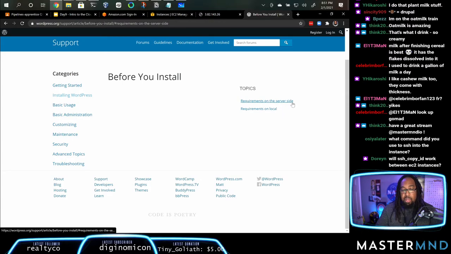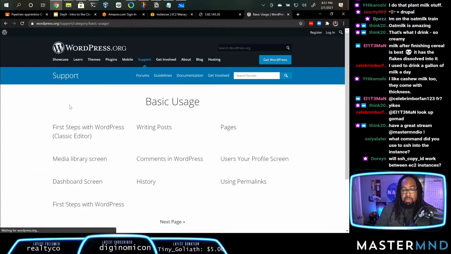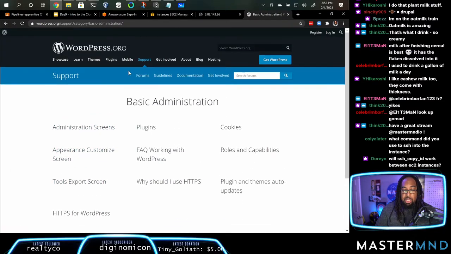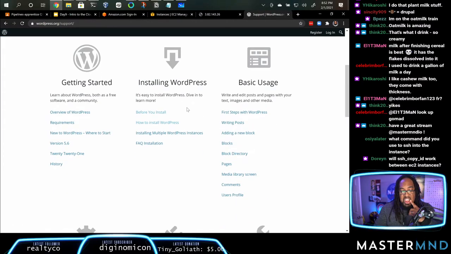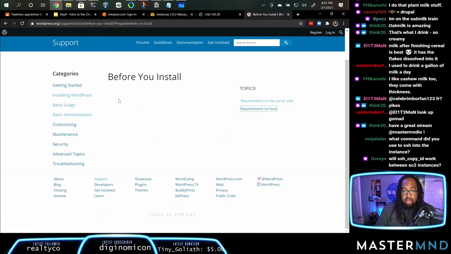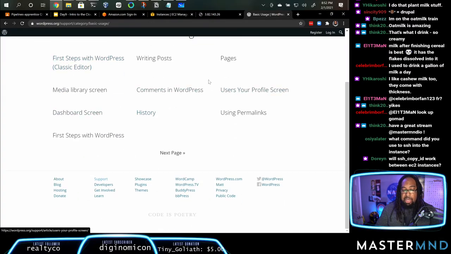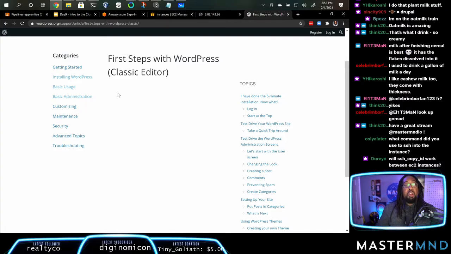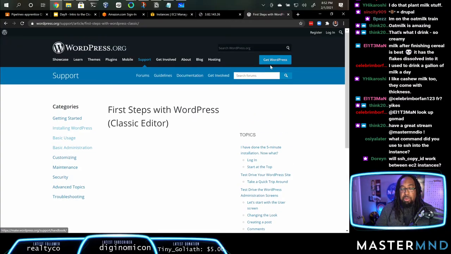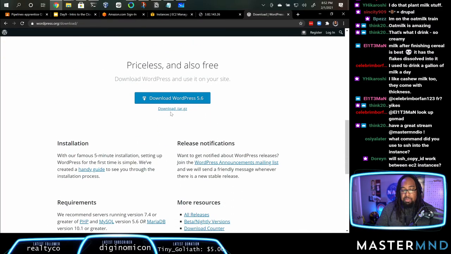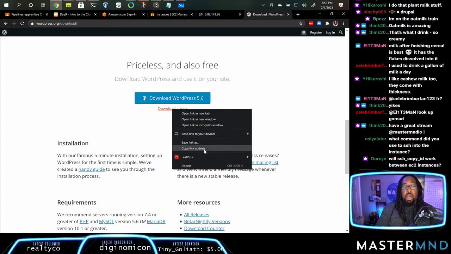All right. What I'm about to do is not do this. Is this .org? Yes, .org. Support, documentation, install WordPress. Before you install, what's happening here? First steps of WordPress. Obviously, their site isn't working. No big deal. It's pretty easy to install. I'll show you what to do. All right, here we go. I don't even really need to know what to do here.